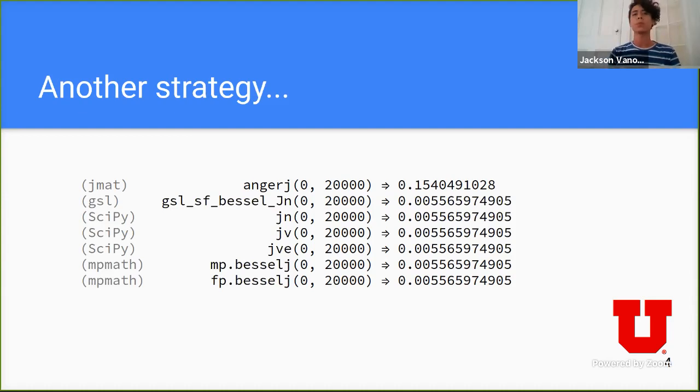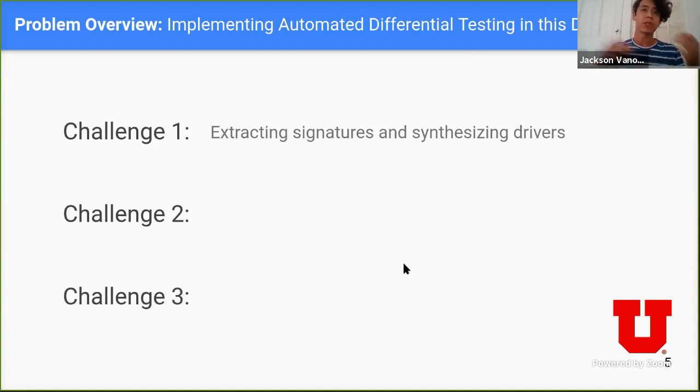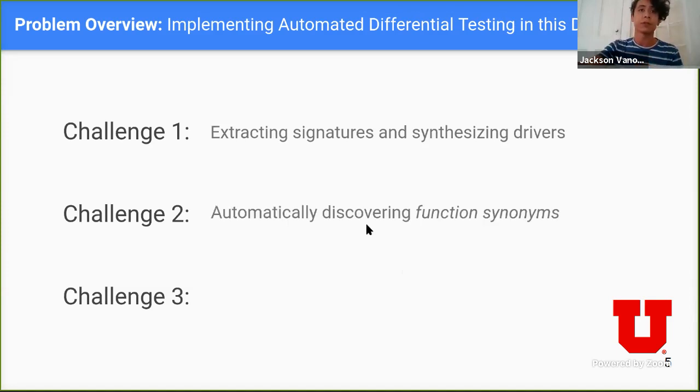And so really what we're talking about here is differential testing. In this case, the problem overview is that we're concerned with implementing such differential testing in an automated manner and for numerical libraries. We've identified 3 challenges in doing so. The first is extracting signatures and synthesizing drivers. We want to extract signatures that are the target of our testing within our scope, and we want to synthesize drivers because we have to execute those functions.